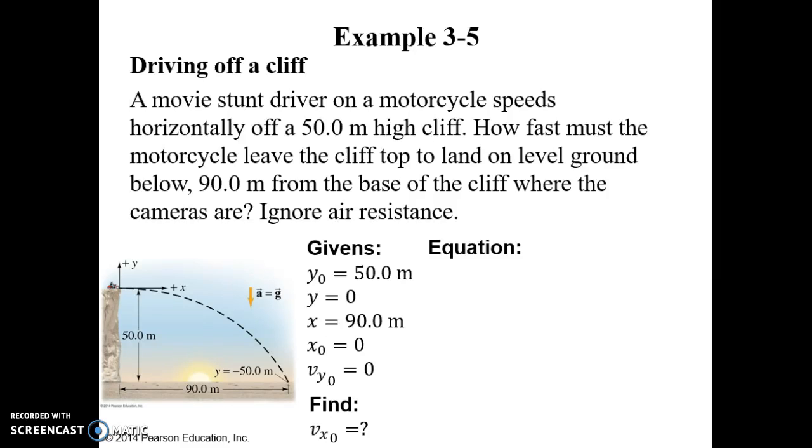Which equation do you think would help us find the initial velocity in the x direction? That's correct. x equals x naught plus vx naught t. Uh-oh. Which variable do we not know? Correct. We don't know time. Do you remember what we can do to solve for time?